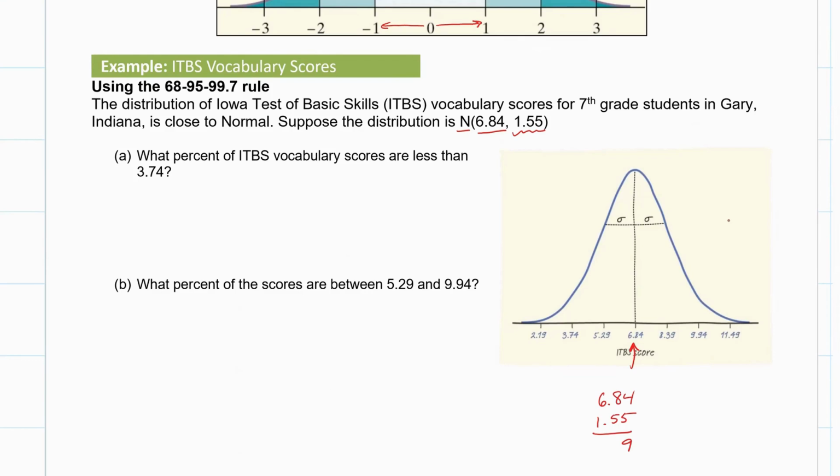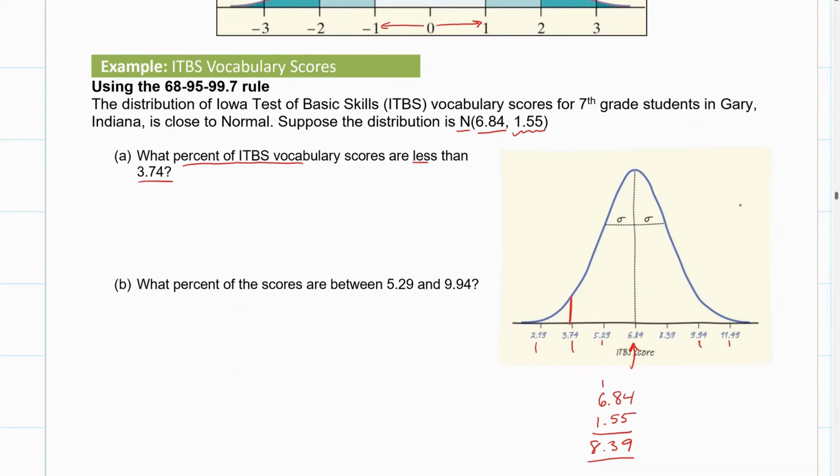8.39, and that's why that number's right there, because it's one standard deviation above the mean. And there's two standard deviations above the mean, three standard deviations above the mean, one standard deviation below the mean, two standard deviations below the mean, three standard deviations below the mean. So we can ask questions of this distribution, like what percent of the scores are less than 3.74, which is right here.